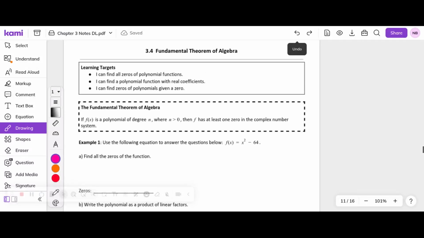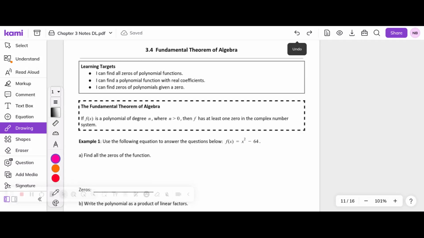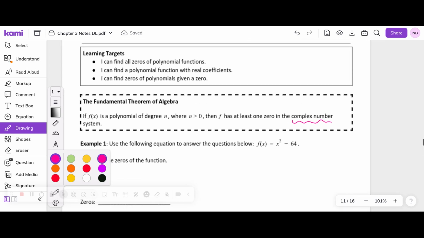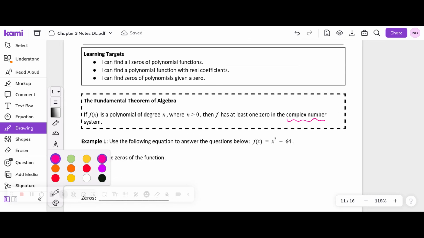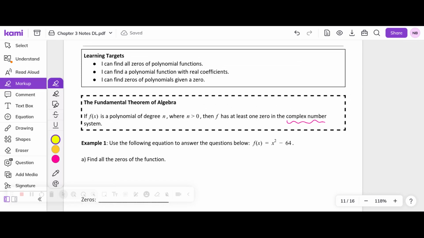So the fundamental theorem of algebra says that if the function f of x is a polynomial of degree n and n's bigger than 0, then f has at least one zero in the complex number system. And I was looking online, and I don't know that this part is necessarily true. I'll dig into that a little bit deeper, but what remains is the fact that we talked about the number of this exponent is the number of solutions or zeros the function's going to have. So in this case, because it's a power of 2, that means there will be two solutions.